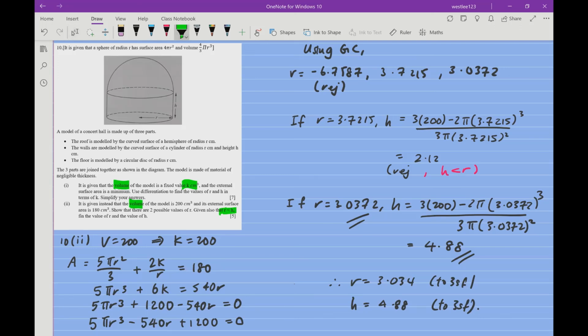Just to highlight, you realize I did the rounding off, this is 3.04, in the last step. When I was doing the intermediate steps and the calculations, I used the 5 SF answers. So make sure you practice this as well. Intermediate steps, 5 significant figures. Unless the question says otherwise, we only give the 3 significant figures answers in the final step. All right, so that's how we do question 10.